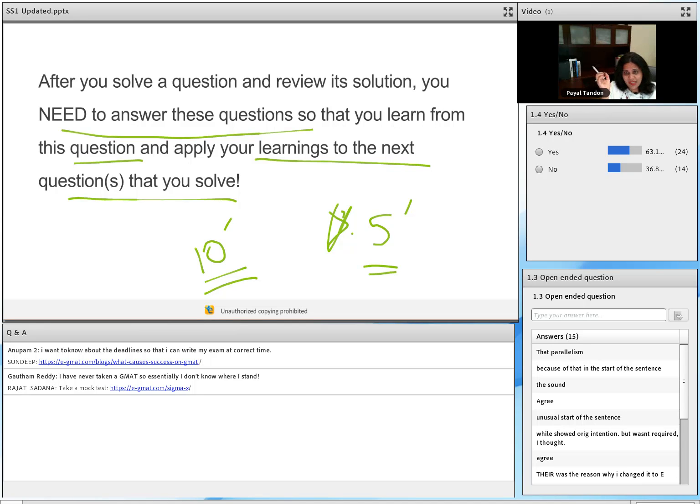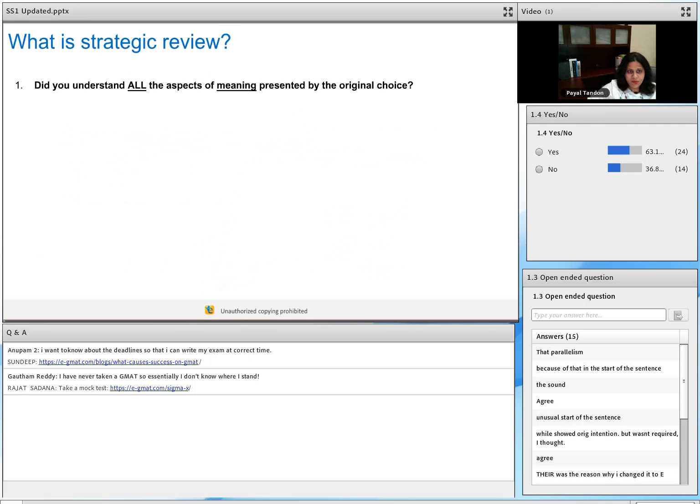Okay, no, that's not all that you have to do. That is just one of the things that you need to do. That is what we teach you in how to do the strategic review. Now when you're doing strategic review, you have to answer questions after you've done reviewing the solution. After you solve the question, then review the solution, you need to answer these questions.